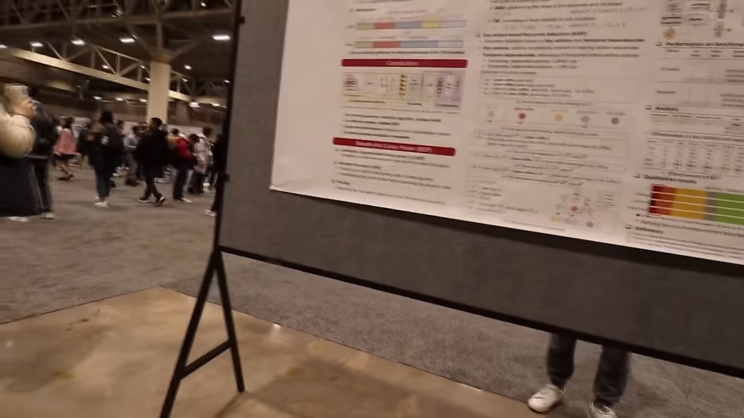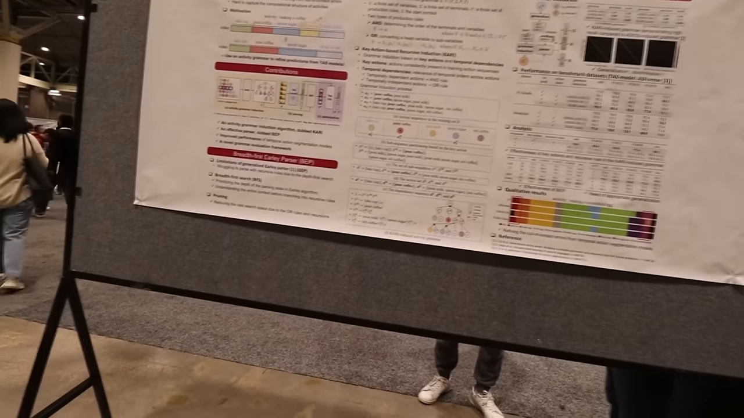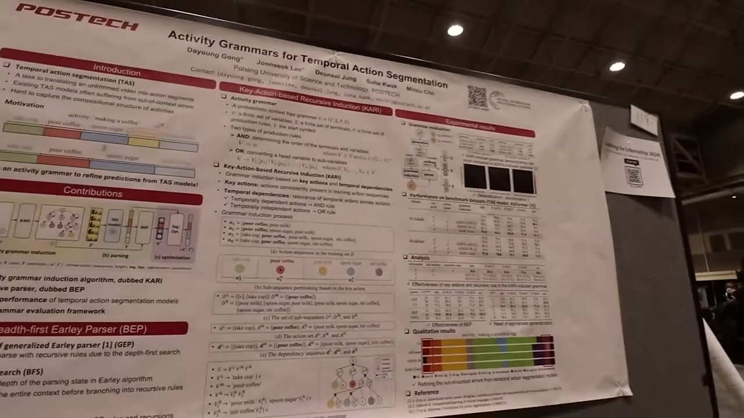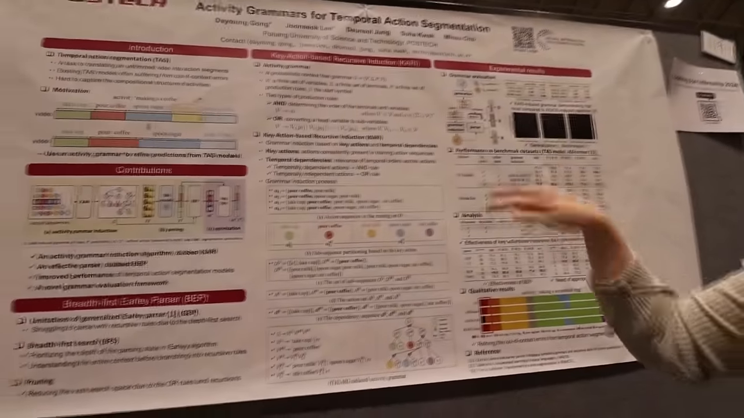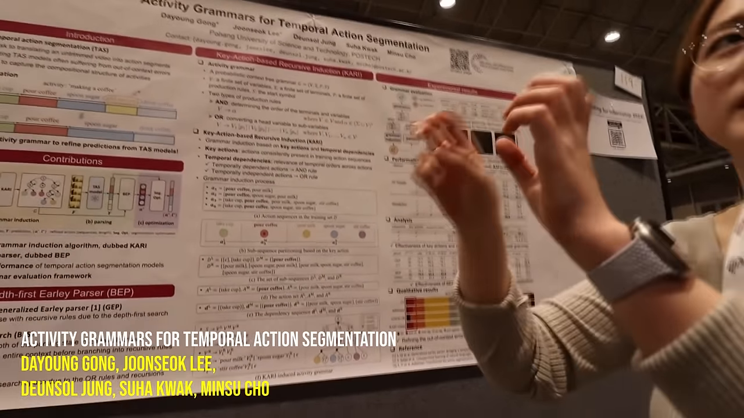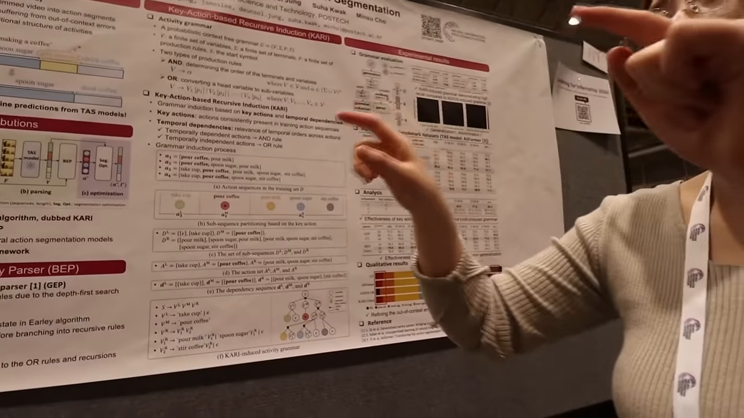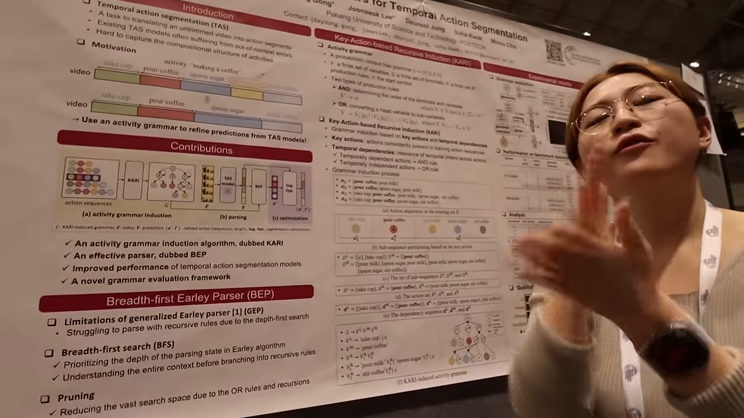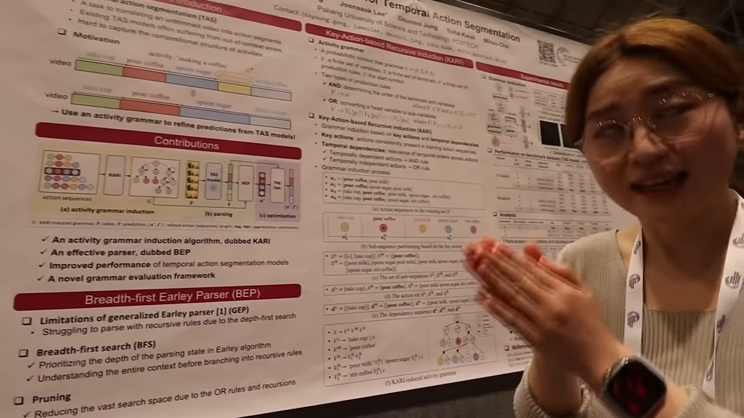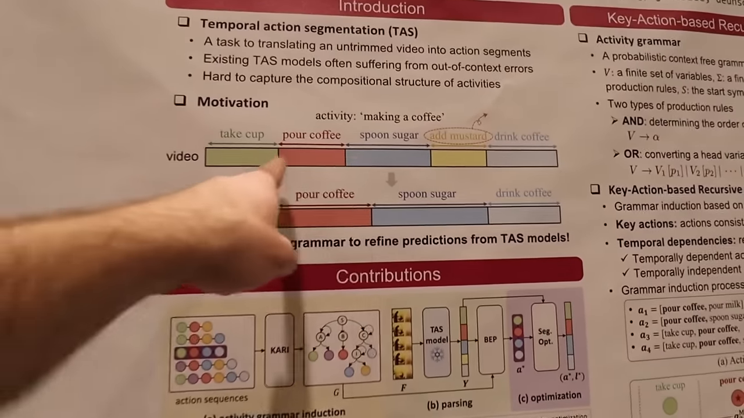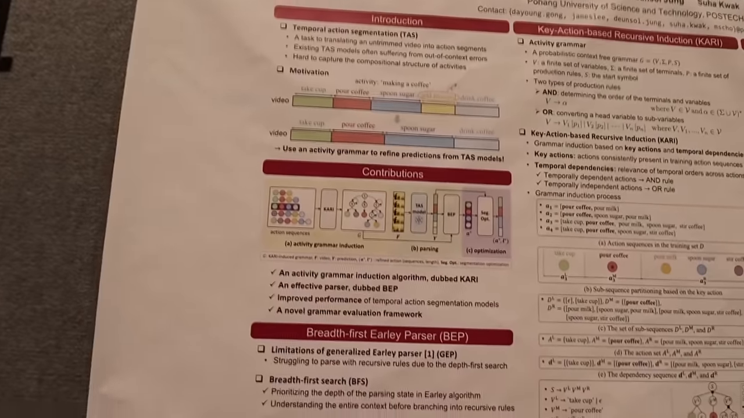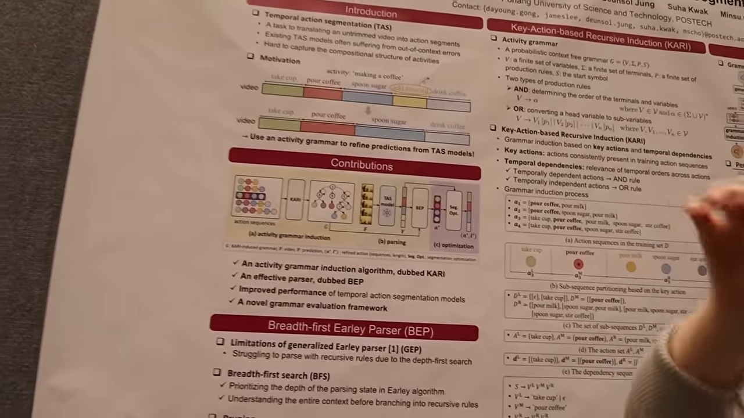Would you care to explain to people a little bit what you're doing? Oh, yeah, sure. I have no clue what is temporal action segmentation. Okay. So the task of temporal action segmentation is to translate an untrimmed video into action segments, which means that the neural network wants to frame-wise classify the action label of each frame. Yes, that's correct.